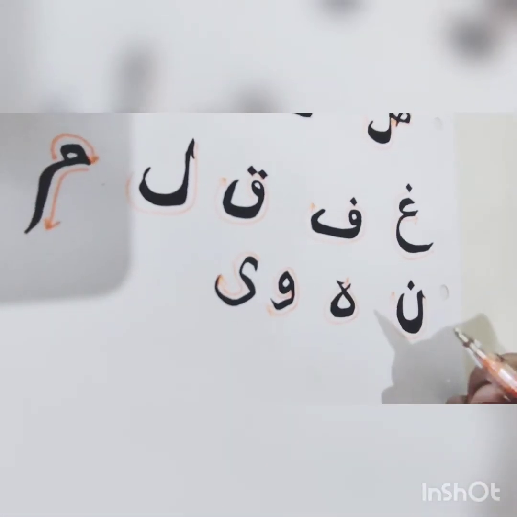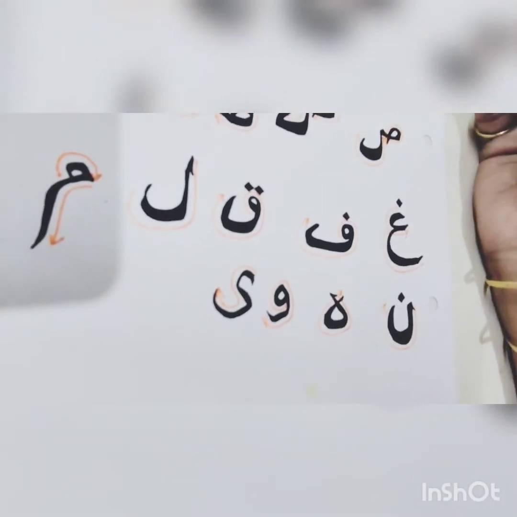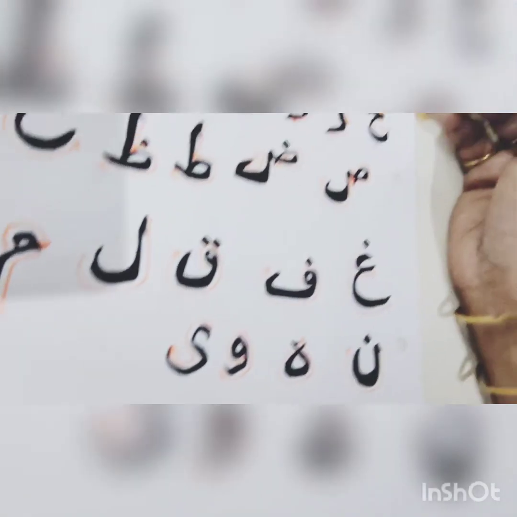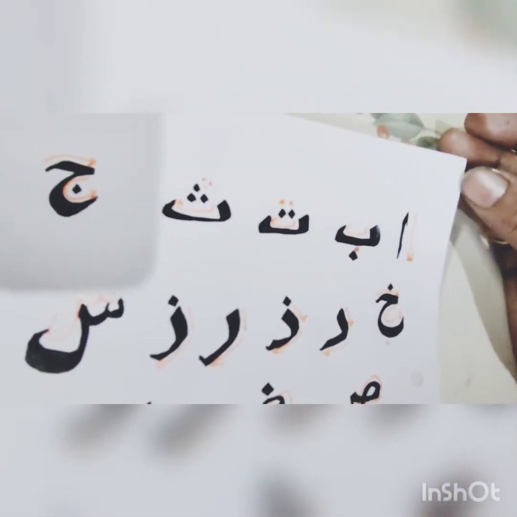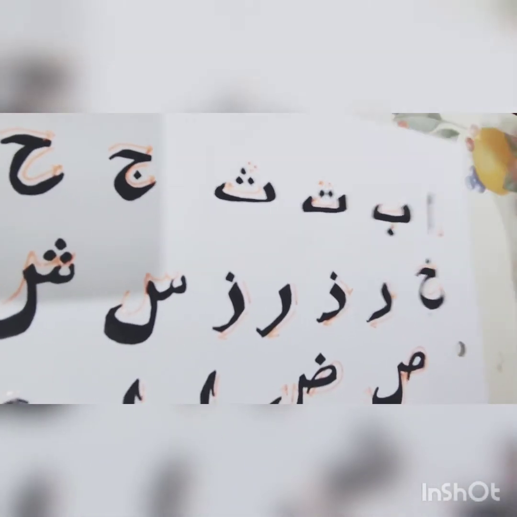So just mark a place and just write the Kaf, no? You left it. Now please repeat after me so that the people who are learning these letters can understand that.